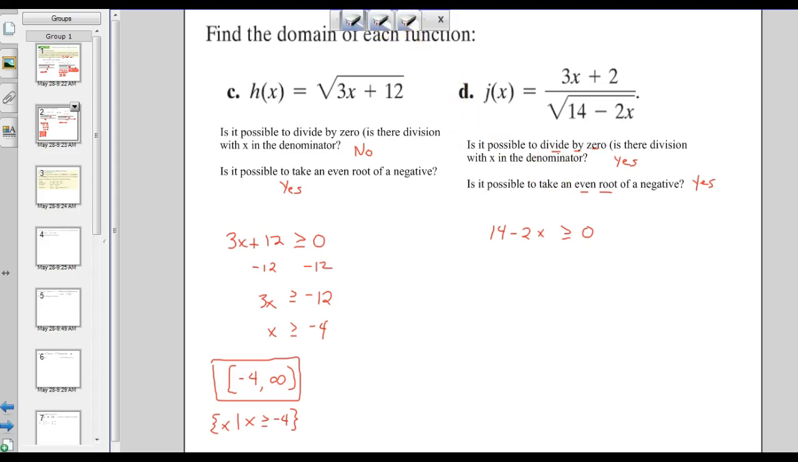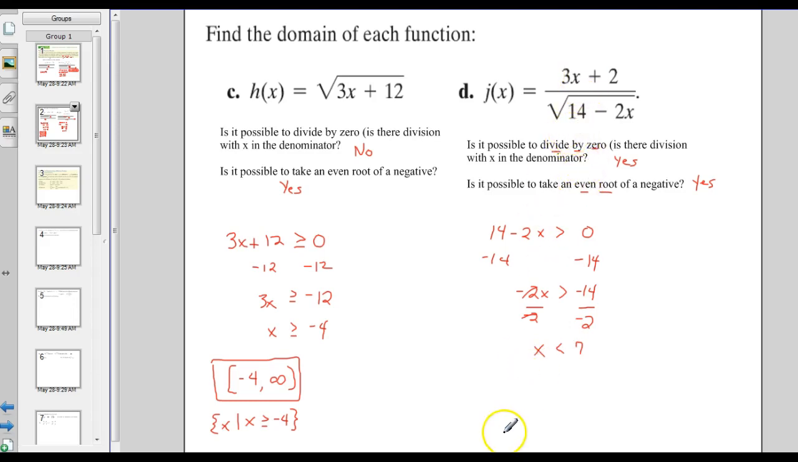Alright, so all we have to do here in this case is change this from greater than or equal to 0 to just strictly greater than 0, and then solve. Alright, subtract 14 from both sides. Negative 2x is greater than negative 14. Divide by negative 2. And remember, when you divide by a negative with order symbols, you got to flip this thing from greater than to less than. A negative divided by a negative is a positive 7. So now it's all the numbers less than 7 will be okay in this function.